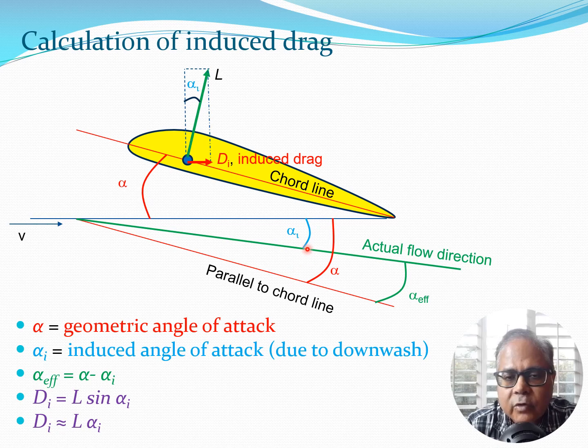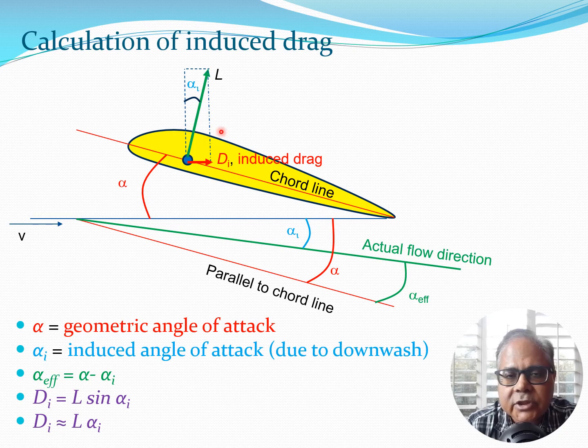So again, if you want to get more clarity on some of these concepts, visit my previous lecture and go through it. So there we showed that alpha effective is alpha minus alpha I. You can see it from this diagram here. Alpha effective is alpha minus alpha I, and we can clearly see then that the induced drag would be the component of the lift vector in this direction, which I have shown in red here.